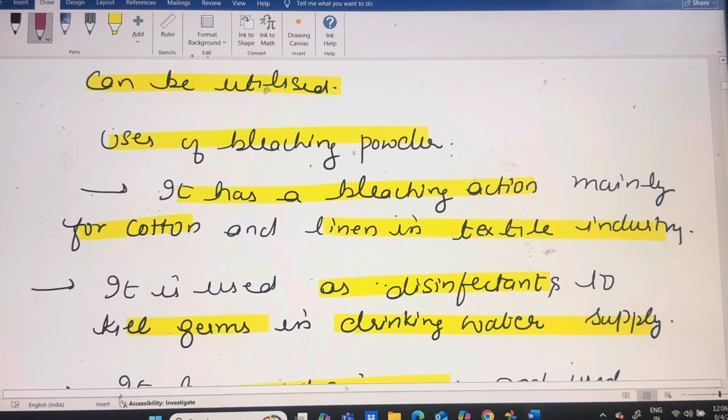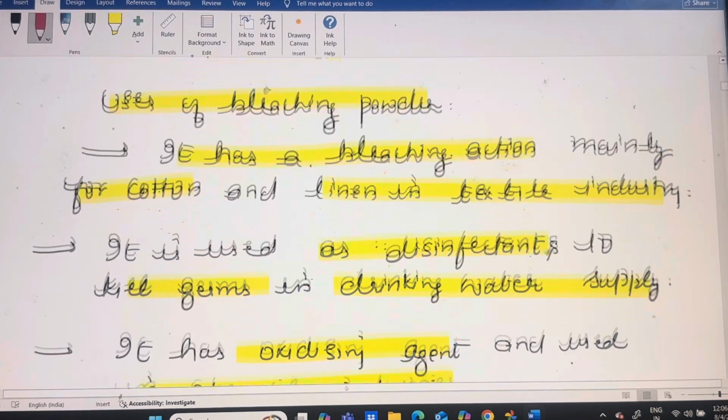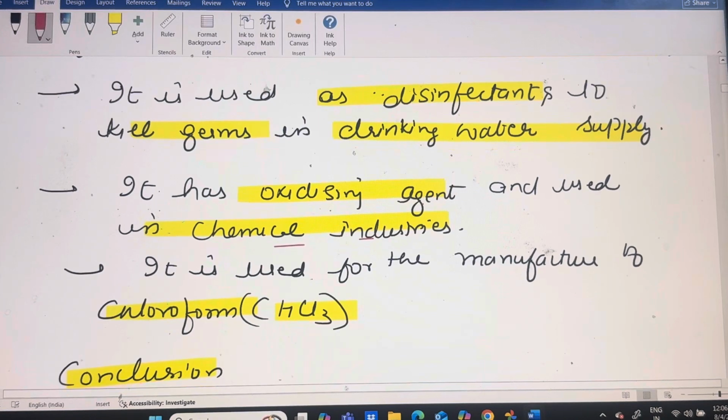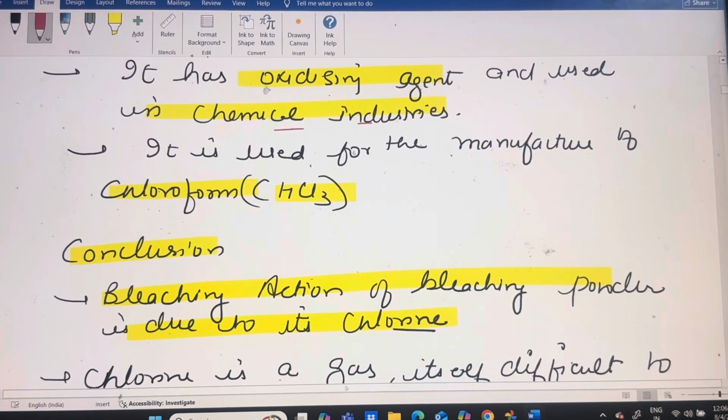It has a bleaching action mainly for cotton and linen in the textile industries. And the second use of this bleaching powder, it is also used as a disinfectant, meaning it can kill germs in the drinking water supply. And it is an oxidizing agent. Because of this property, it can be used in chemical industries. And this bleaching powder, which has chlorine as the main ingredient, is also used for the manufacture of chloroform, which is used to make a person unconscious during surgery.